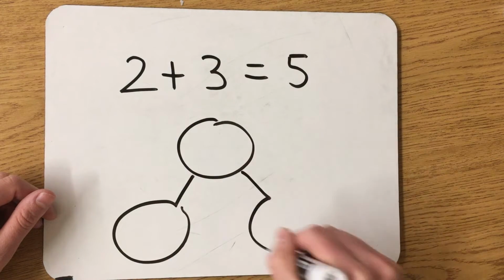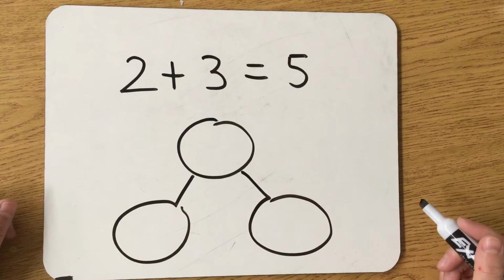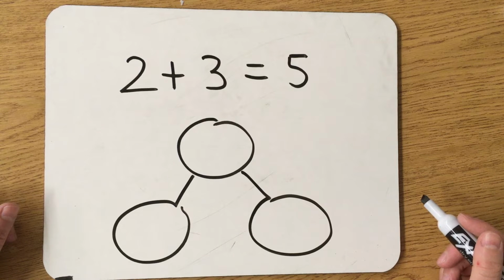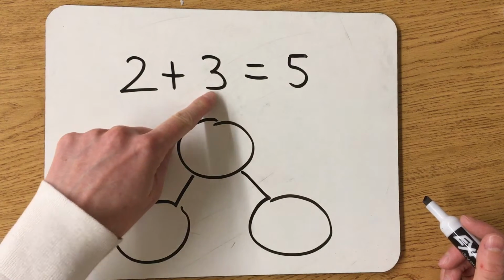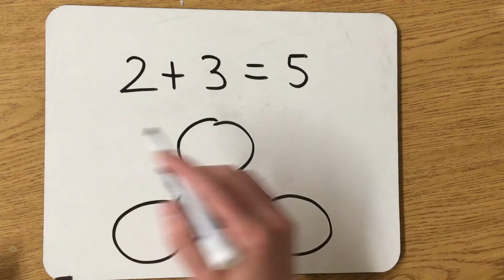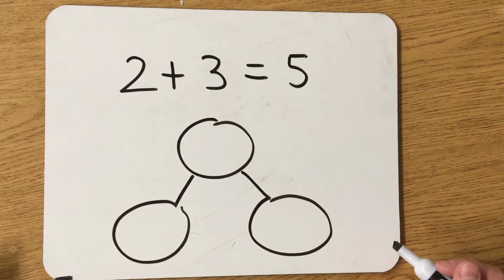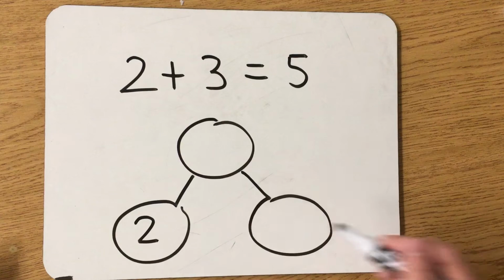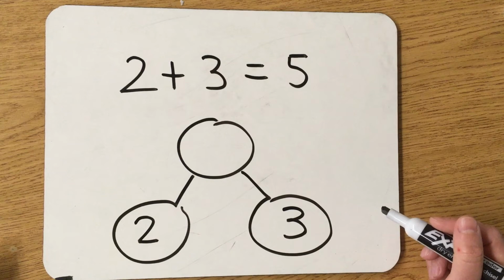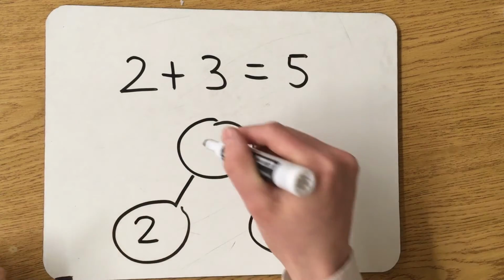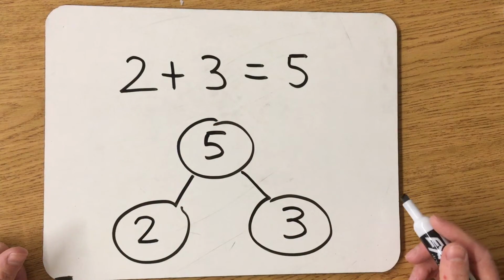can you determine which numbers are the parts and which number is the whole group? Think part plus part equals whole group. Can you put the numbers in the correct places? 2 is one of the parts, 3 is the other part, and when you put them together, you make the whole group.